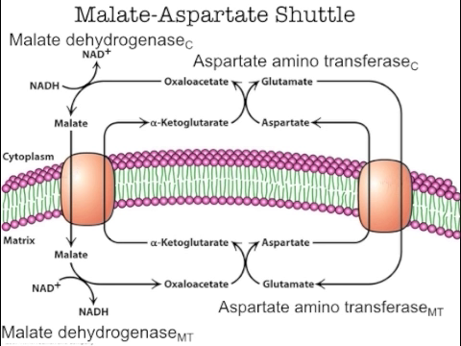This is the malate aspartate shuttle. It is much more complex than the one we just looked at, and we're going to follow this really slowly so that you can figure out what's going on. The enzymes that are involved in this are a malate dehydrogenase in the cytoplasm, an aspartate aminotransferase in the cytoplasm, a malate dehydrogenase in the mitochondrion, and an aspartate aminotransferase in the mitochondrion. Now, both of these mitochondrial enzymes are in the mitochondrial matrix.